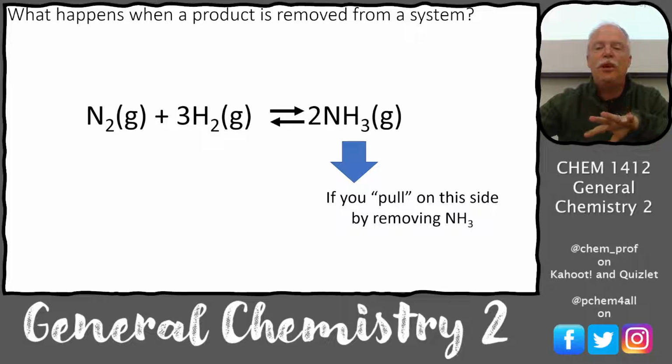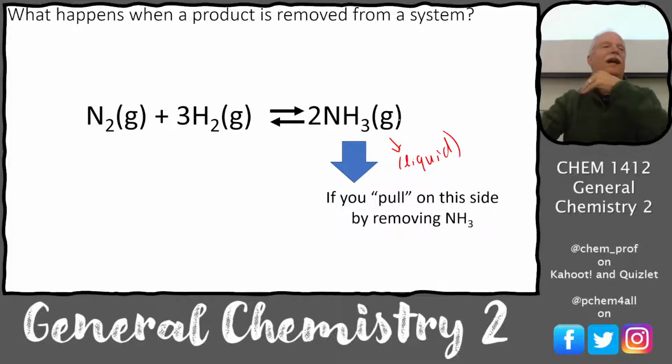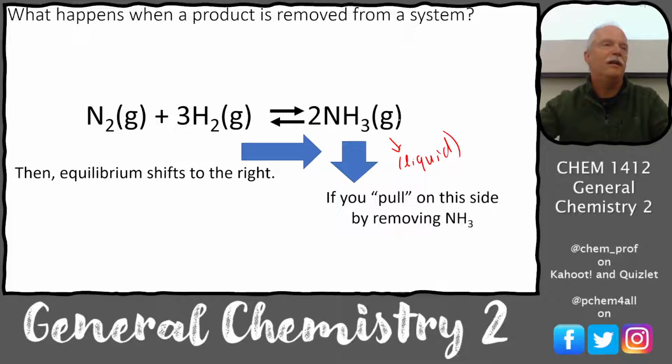You can also pull on a reaction. So if we take this gas phase reaction and we run this through cold temperature and we turn this to a liquid, we've pulled it out of the gas phase, and we can sort of collect that over here. And so this was going to cause the equilibrium to shift to the right. So taking a product away, or even taking a reactant away, will pull on the reaction.